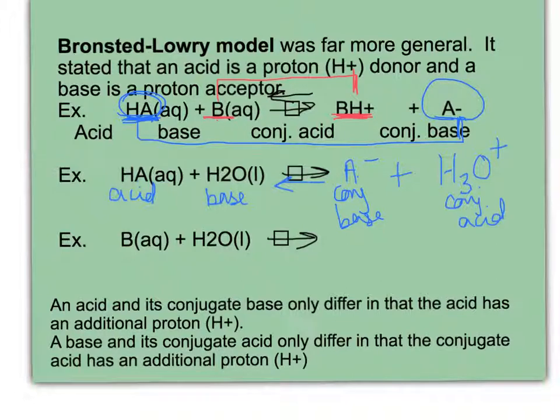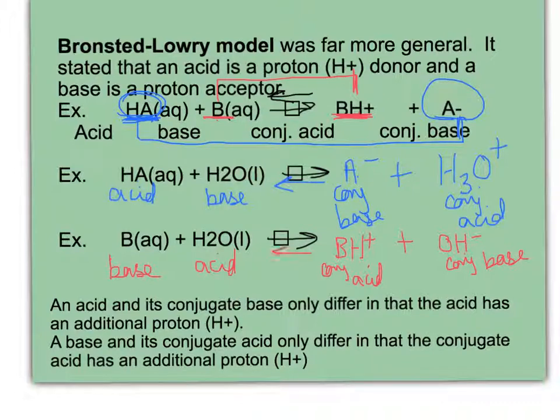Now let's look at a base. So B is my base. If I put that in water, remember water is amphoteric, it can behave as either. So if you react it with a base, then this becomes my acid. So a base is a proton acceptor. That means it accepts a proton. So it becomes BH plus. And so if B was my base, BH plus would be my conjugate acid. And then H2O is my acid, and acid is a proton donor, so it gives away an H plus. So if H2O gave away an H plus, you'd get OH minus left, so that would be my conjugate base.